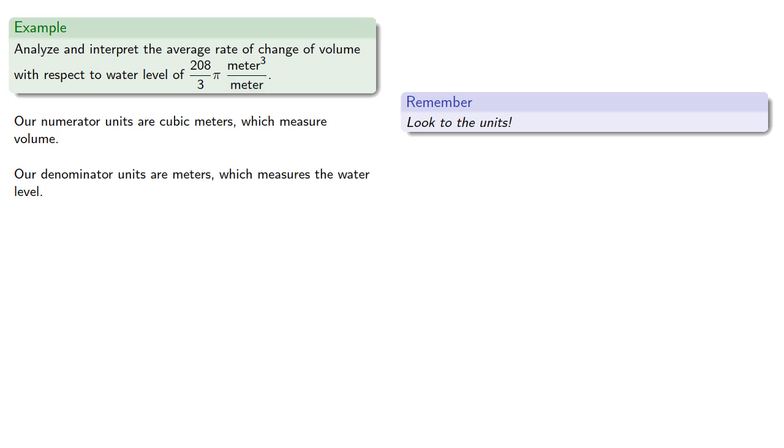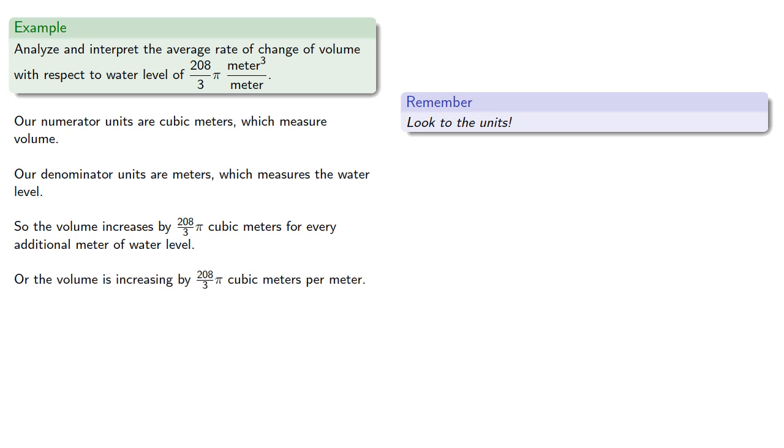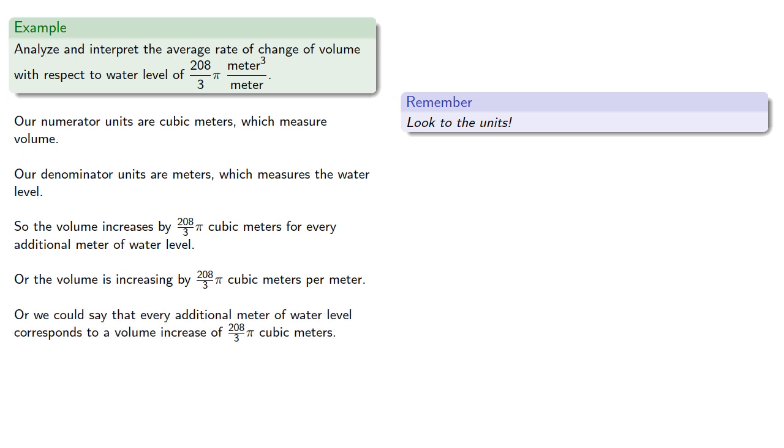So we can read this as the volume increases by 208/3 pi cubic meters for every additional meter of water level. Or we could say the volume is increasing by 208/3 pi cubic meters per meter. Or we could say that every additional meter of water level corresponds to a volume increase of 208/3 pi cubic meters.